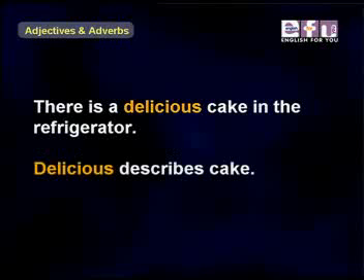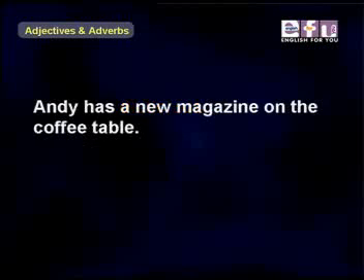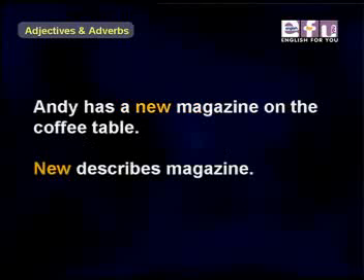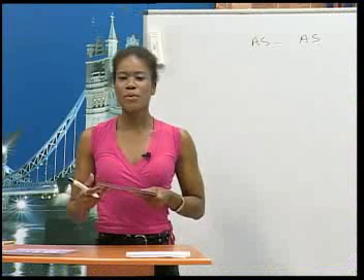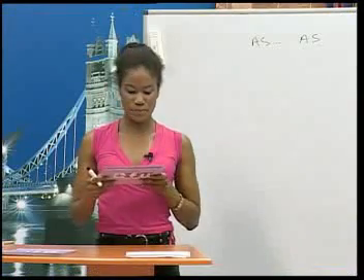Delicious describes cake. In this case, the adjective is before the noun. Next example. Andy has a new magazine on the coffee table. New describes magazine. And again, the adjective is before the noun. Okay, now we're ready to practice adjectives.